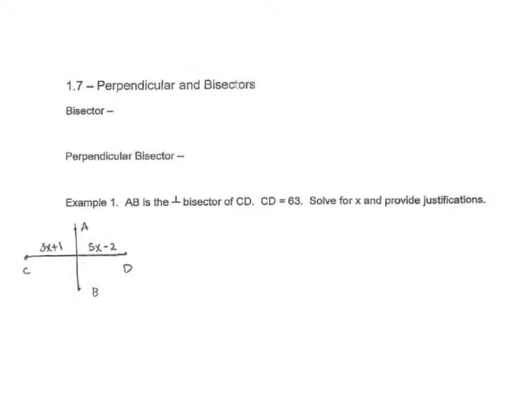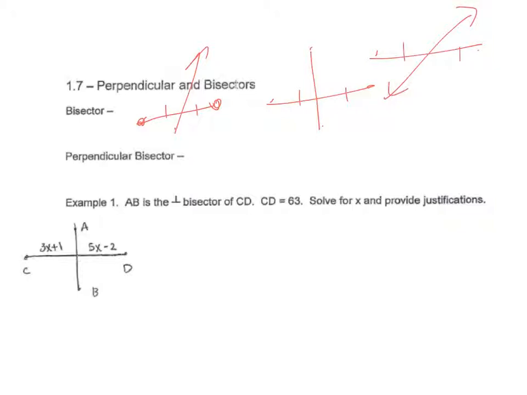A bisector is a line or a segment or a ray that cuts a segment in half. So if this is a segment, you could have a ray that cuts a segment in half. You could have another segment that cuts a segment in half, or you could have a line that cuts the segment in half to create two equal segments.